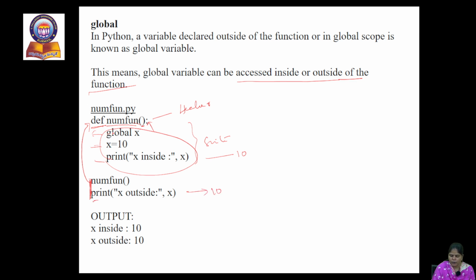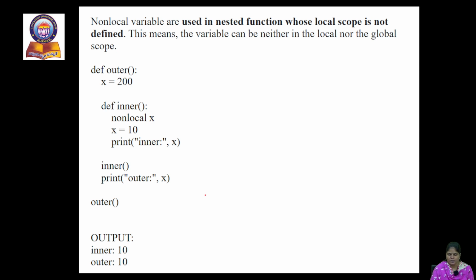If I don't mention global here, then automatically it will give an error, right? So as I mentioned global x, the x value will be accessible inside this particular numfun as well as outside this particular function numfun. Next is nonlocal.